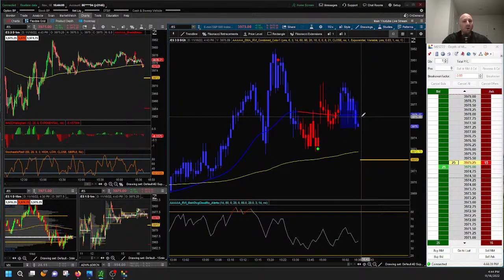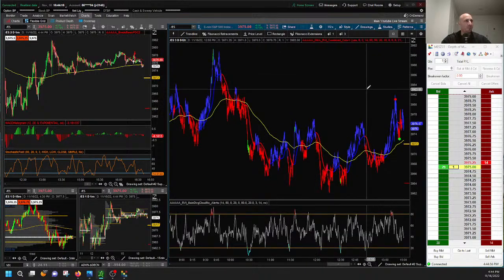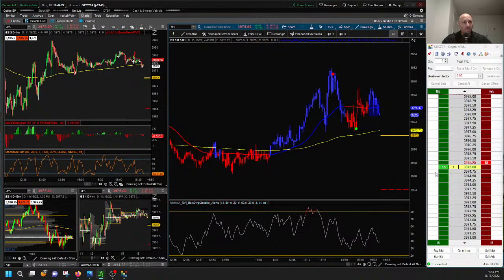What I'm looking for are just different little bounces, things like that. So we'll see. Like I said, it's 4:45 in the evening, Las Vegas time, which Japan doesn't open for another 15 minutes, so we should see a little more volume come in a little bit, but we will see.